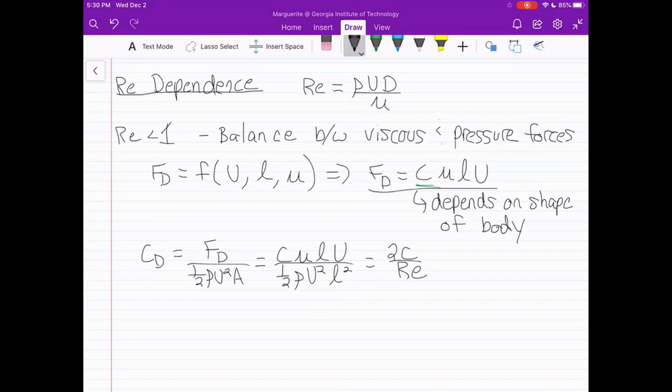Someone in the chat asked, will that value be usually given? Which value, the one of C? Yes, that one is something you could look up again. It's pretty standard for a bunch of different standard shapes. If you have a really weirdly shaped body, you might be a little out of luck. But if you have a sphere or a cylinder or something you can approximate as that, it'll be something you can look up in a table, which would be provided for you.